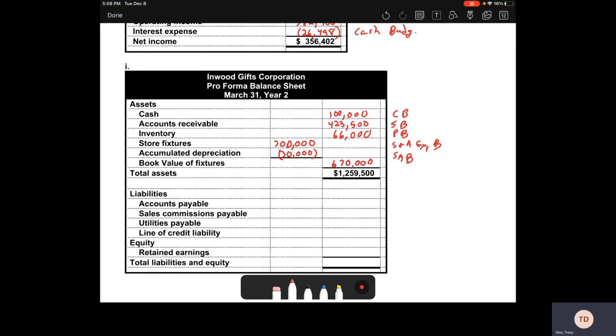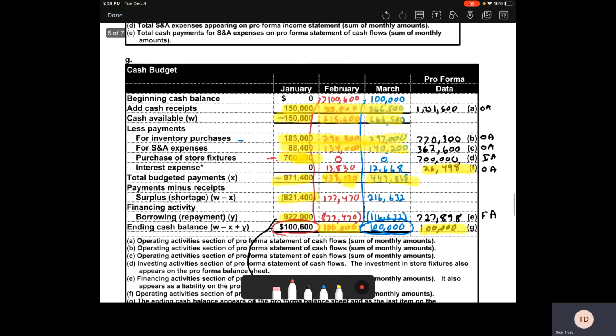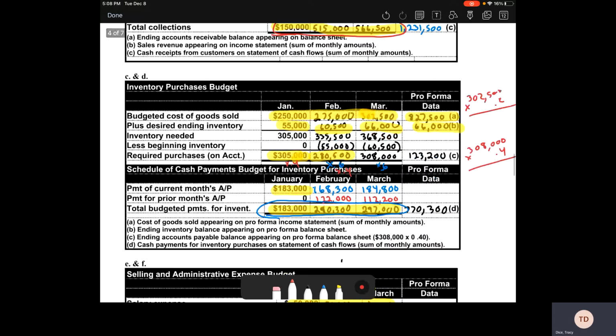That's what I get. So hopefully yours do too. All right, so now we need to get our accounts payable. We did our accounts receivable, so now we need accounts payable. And accounts payable come from that purchases budget because we owe on our purchases. Let's go find our purchases budget right here.